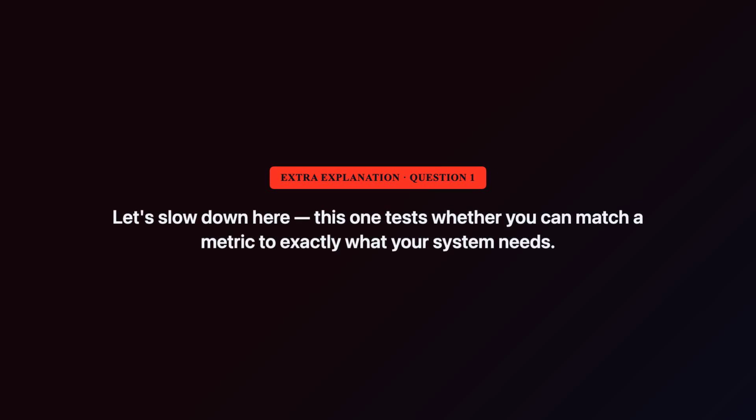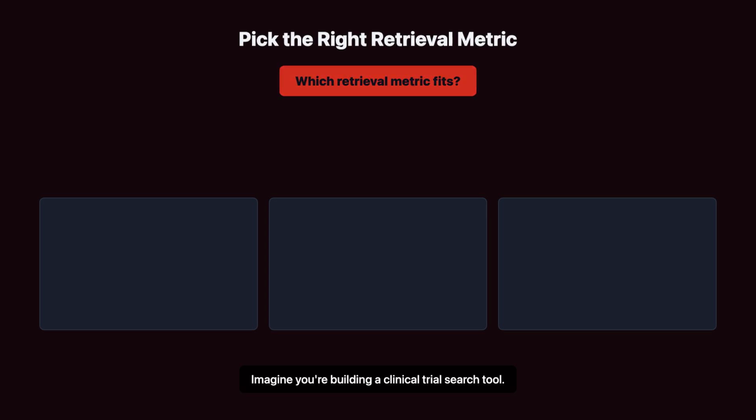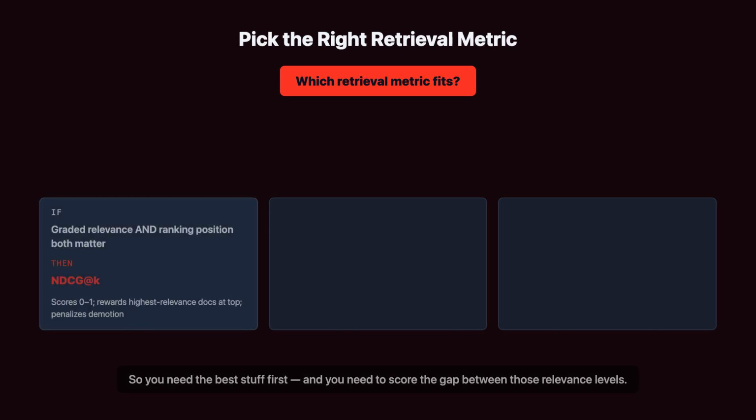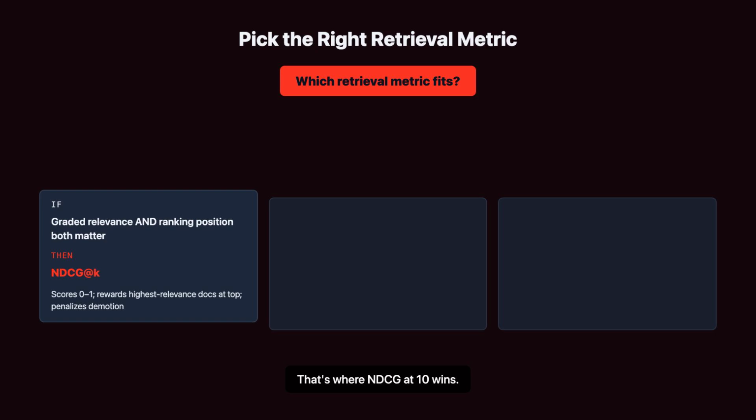Let's slow down here. This one tests whether you can match a metric to exactly what your system needs. Imagine you're building a clinical trial search tool. A doctor searches for diabetes treatment outcomes and gets 10 results back. Some trials are highly relevant, some are only partially relevant, and some are useless. The doctor only reads the first 3, so you need the best stuff first, and you need to score the gap between those relevance levels. That's where NDCG at 10 wins.